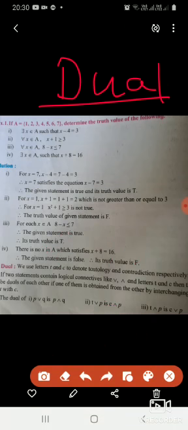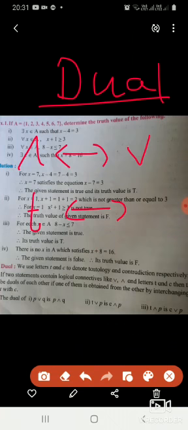Next, the tautology we write as T, and the contradiction we write as C. In the dual statement, a tautology will convert to a contradiction, and a contradiction will convert to a tautology. That means interchanging "and" to "or" and "or" to "and", and tautology to contradiction, contradiction to tautology.